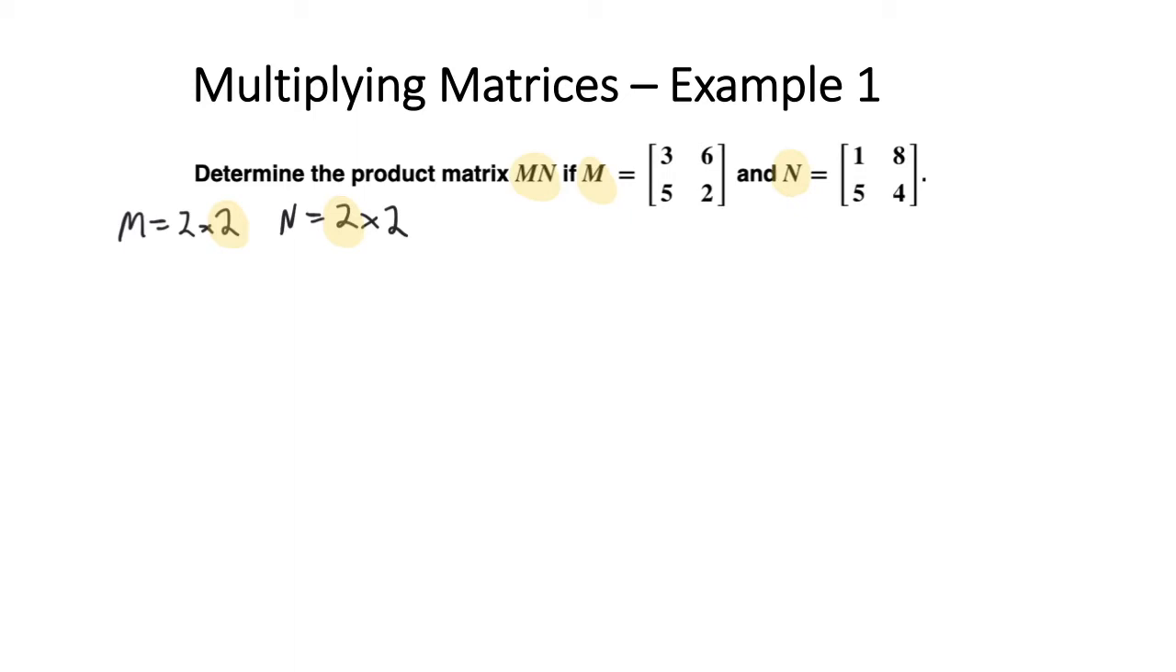And then the order of that product matrix is going to be 2 times 2. And that's the number of rows in the first matrix and the number of columns in the second matrix. So our final matrix is going to have an order of 2 times 2. So let's move on to complete the multiplication.